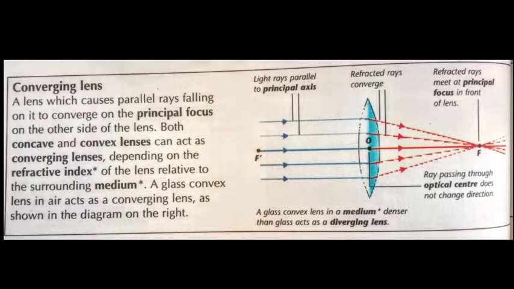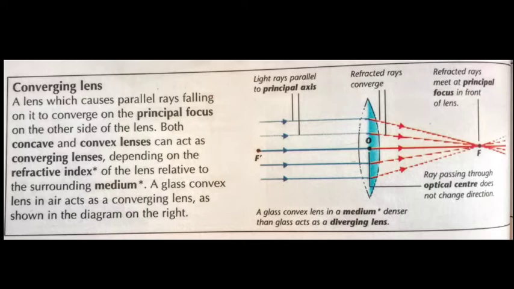In this diagram you can see that the light rays parallel to the principal axis are incident on the convex lens, and the refracted rays converge and meet at the point F. So, the refracted rays meet at the principal focus in front of the lens.